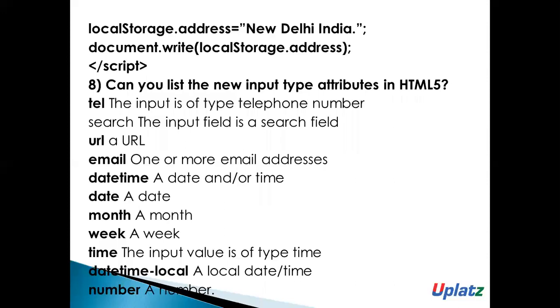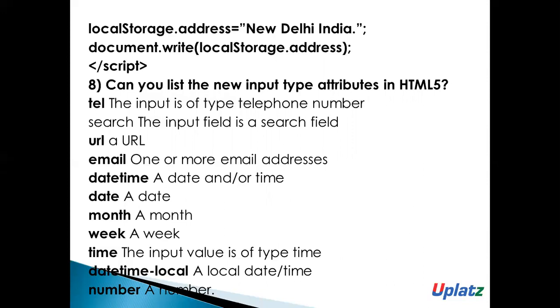So the next question: how can you list the input type attributes in HTML? We have n number of attributes in previous versions of HTML, but in HTML5 we have some new input type attributes. Tel is like an input telephone number field in the search. Next is URL, which is a URL. Email, one or more email addresses.